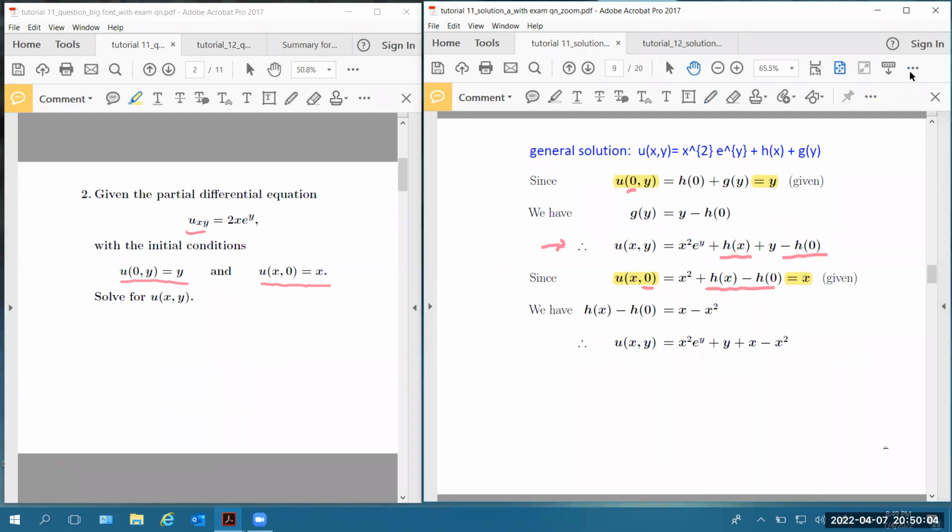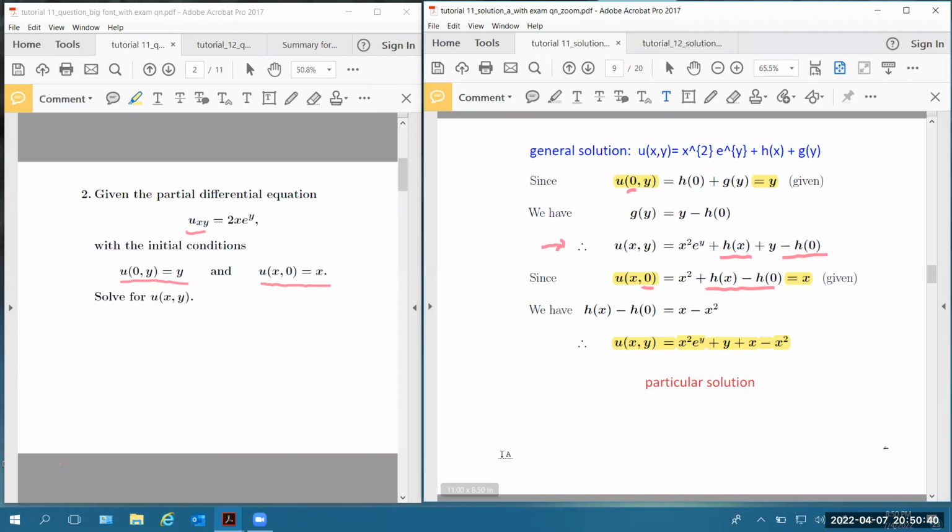When you get this solution here, you realize there's no more arbitrary function. Everything is just x and y. You don't have unknown functions. So this kind of solution, with no more arbitrary function, we call it a particular solution. The last line here is called the particular solution. Any questions?